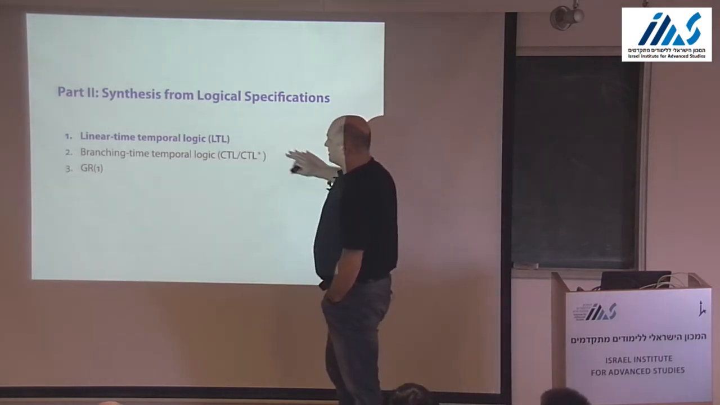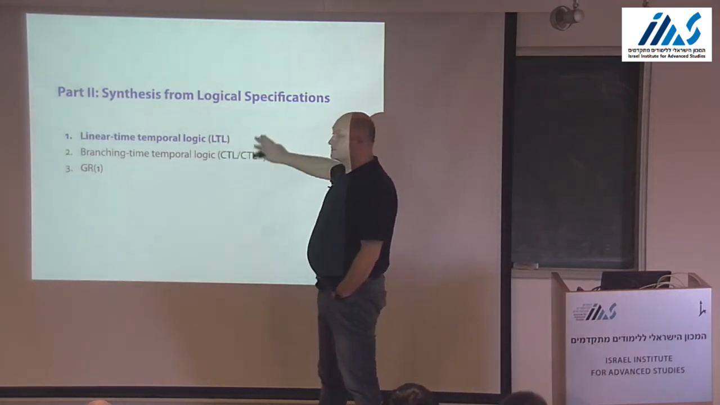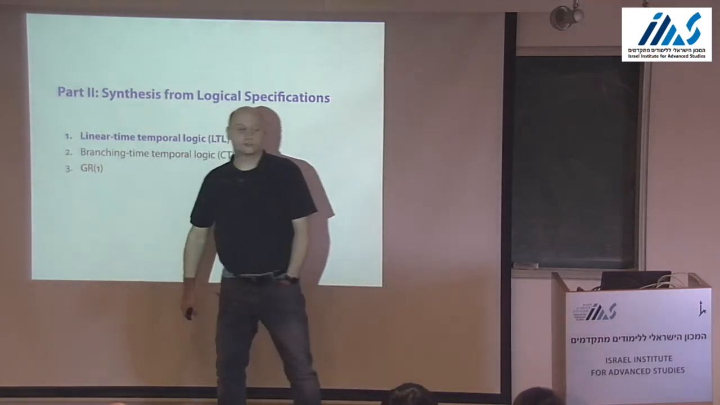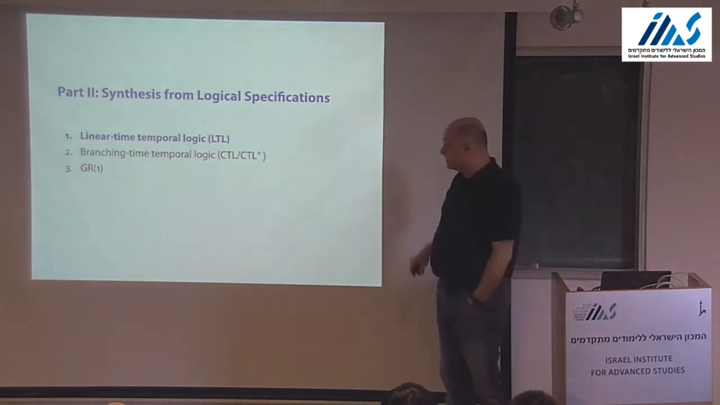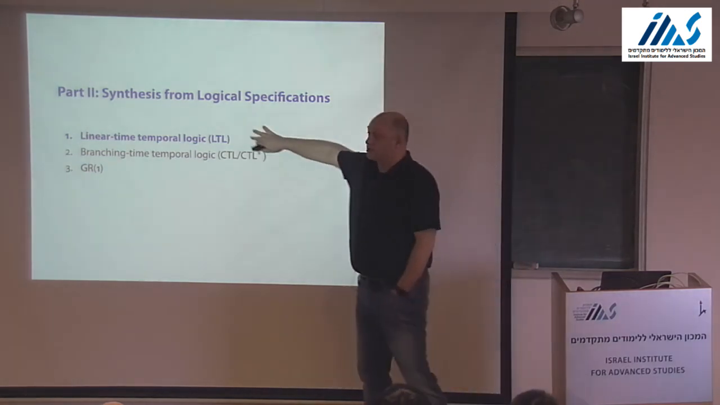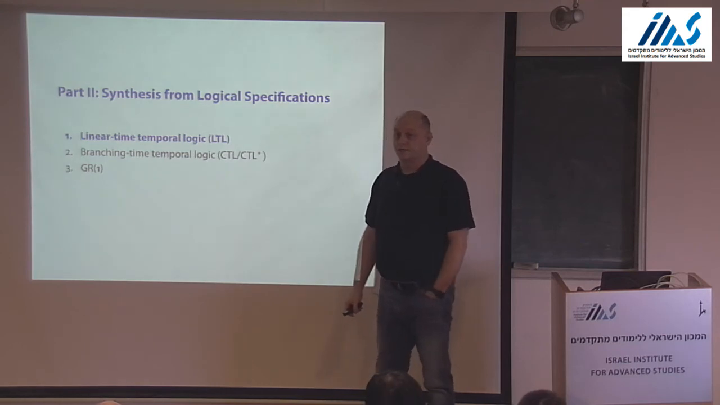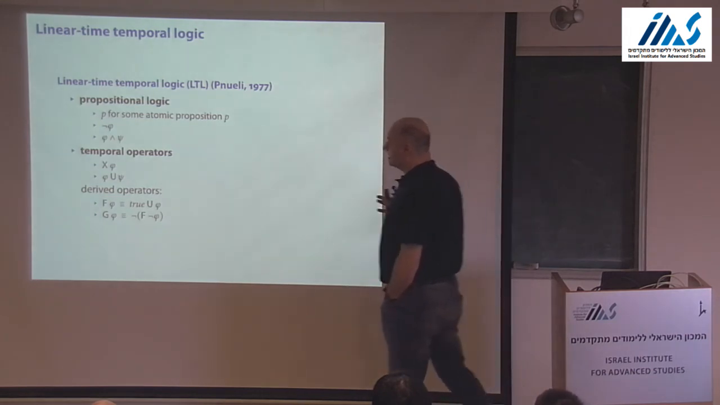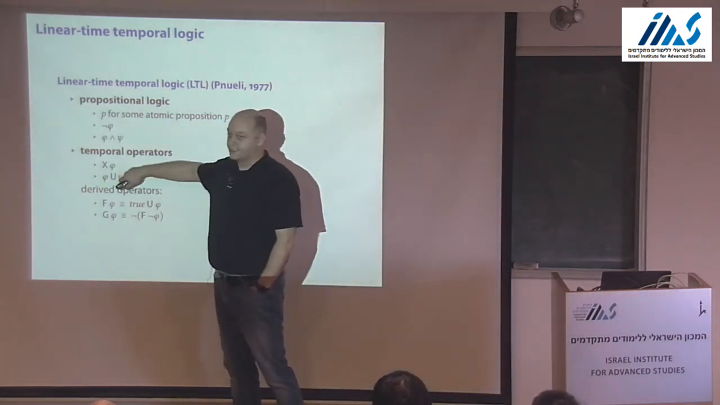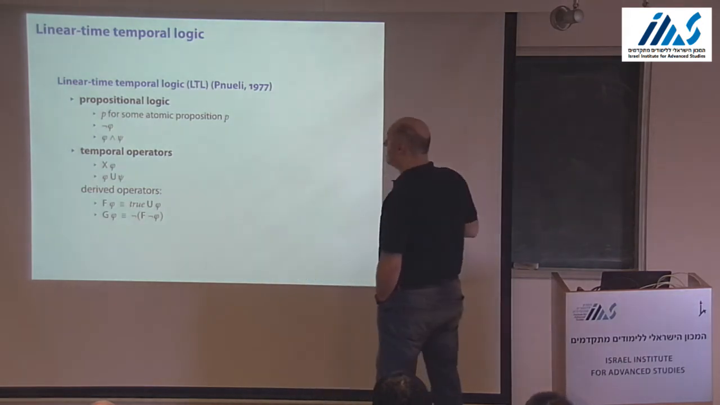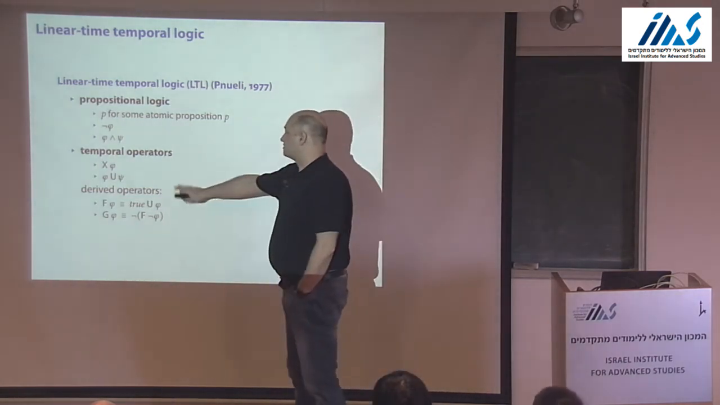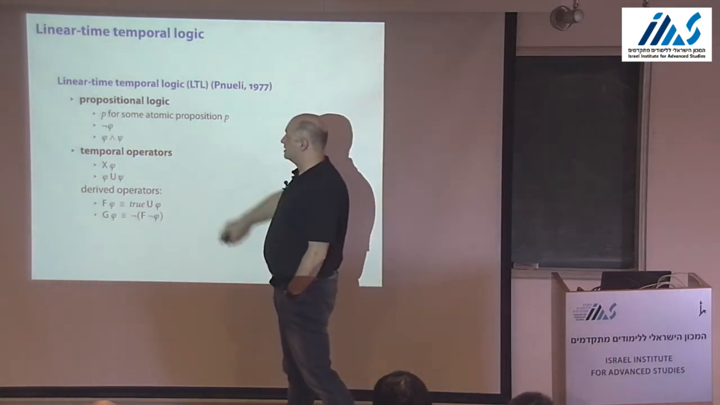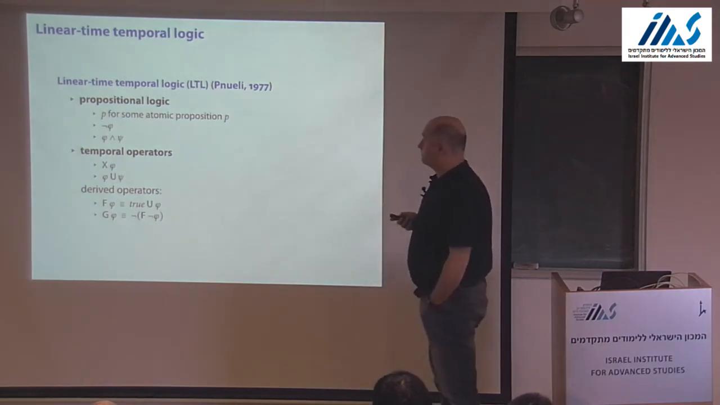Okay, so the plan here is I want to talk about LTL, then CTL, CTL star, and finally talk a bit about GR1, which is a specification language, actually a sublogic of LTL that has become quite popular. Okay, so you all know what LTL is. I'll also use the lazy notation with the letters this time. So we have next and until, and possibly derived operators eventually and globally. And all this is based on an underlying propositional logic.